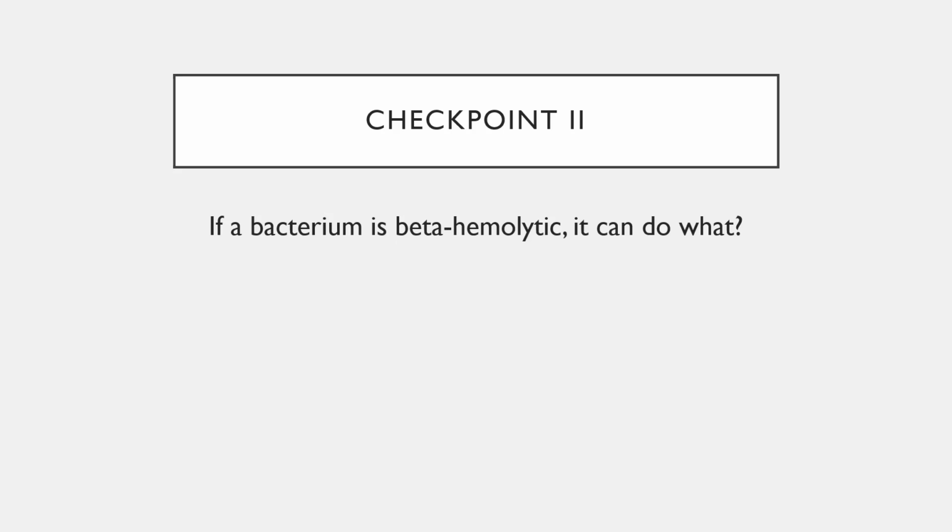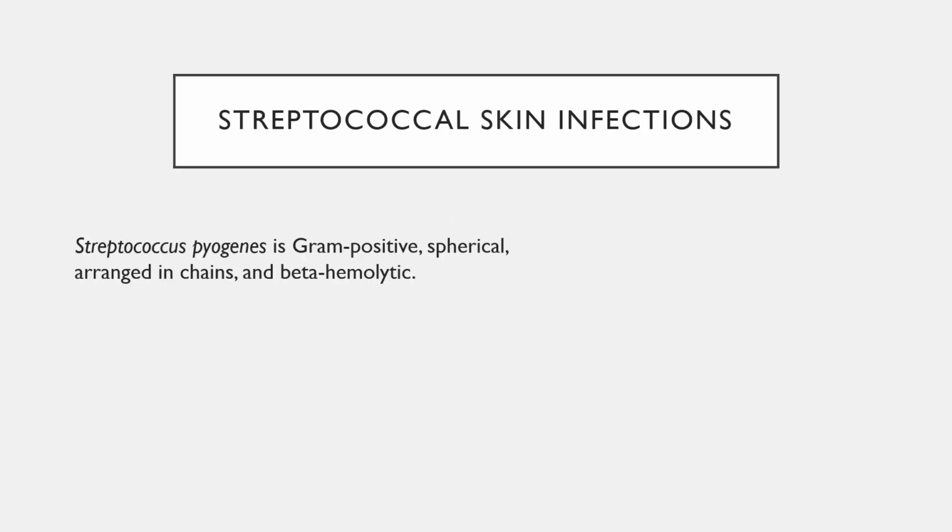So beta hemolytic, you may remember, has to do with the relationship that these bacteria have to red blood cells. So if a bacterium is beta hemolytic, what can it do? This ability to perform beta hemolysis is a virulence factor possessed by Streptococcus pyogenes, and like Staphylococcus aureus, it can infect the skin to different degrees of severity.